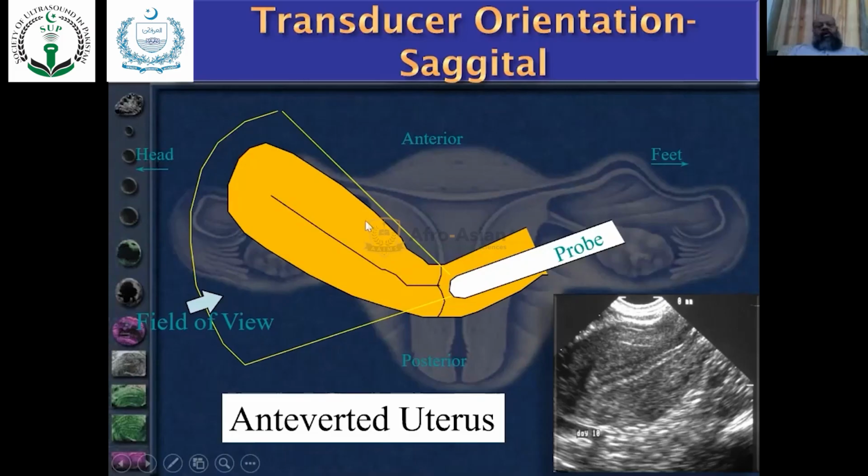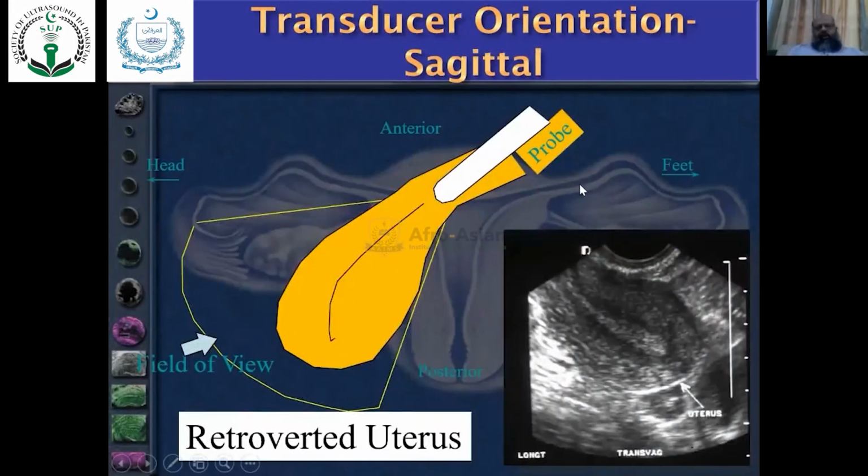So we will be easily successful to get a proper view of an anteverted uterus. On ultrasound, it will appear like this. So our transducer is almost here in this direction. From here we are looking, we are getting the longitudinal view. This is a scan which was done at the 10th day of the cycle.